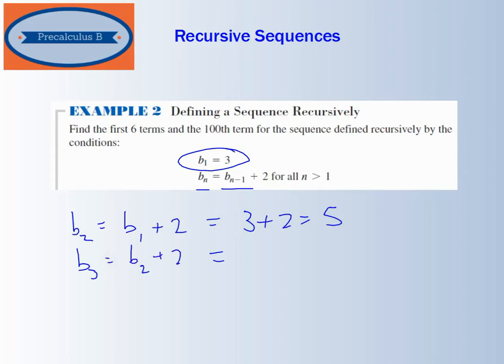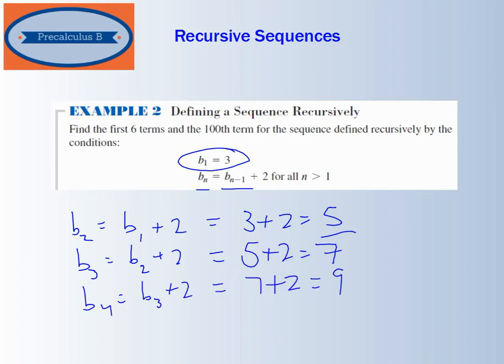So b sub 2 was 5, so it's just 5 plus 2, which gives me 7. B sub 4 is b sub 3 plus 2, right? It's defined based on the previous term. Well, b sub 3 was 7, so it's 7 plus 2, which gives me 9. B sub 5 is just going to be 9 plus 2, gives me 11. B sub 6 is going to be 11 plus 2, which gives me 13. So if we notice, we're adding 2 every time.